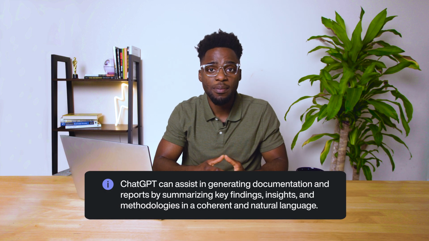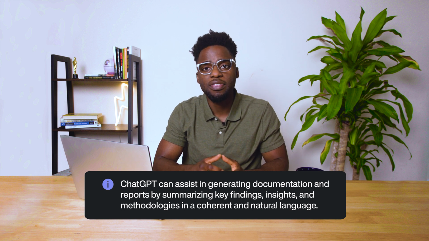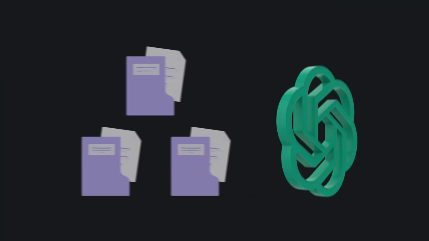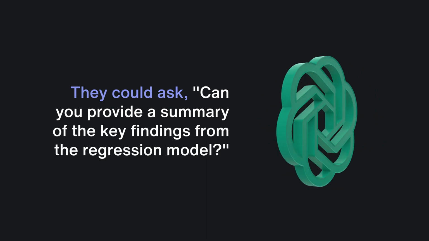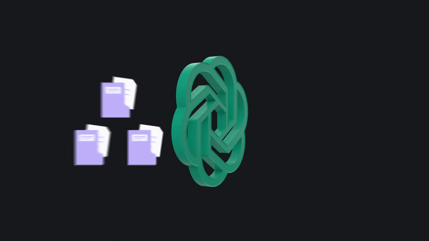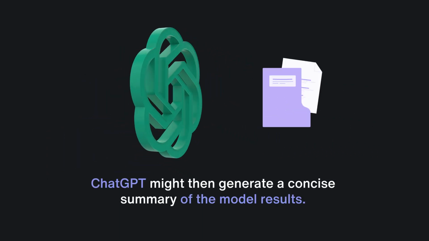Documentation and report writing. ChatGPT can assist in generating documentation and reports by summarizing key findings, insights, and methodologies in a coherent and natural language. This can save time for data scientists in the documentation process. You can ask ChatGPT to generate summaries or explanations for your analysis. For instance, if a data scientist wants to create a report on a regression analysis, they could ask, "Can you provide a summary of the key findings from the regression model?" to which ChatGPT might generate a concise summary of the model results.